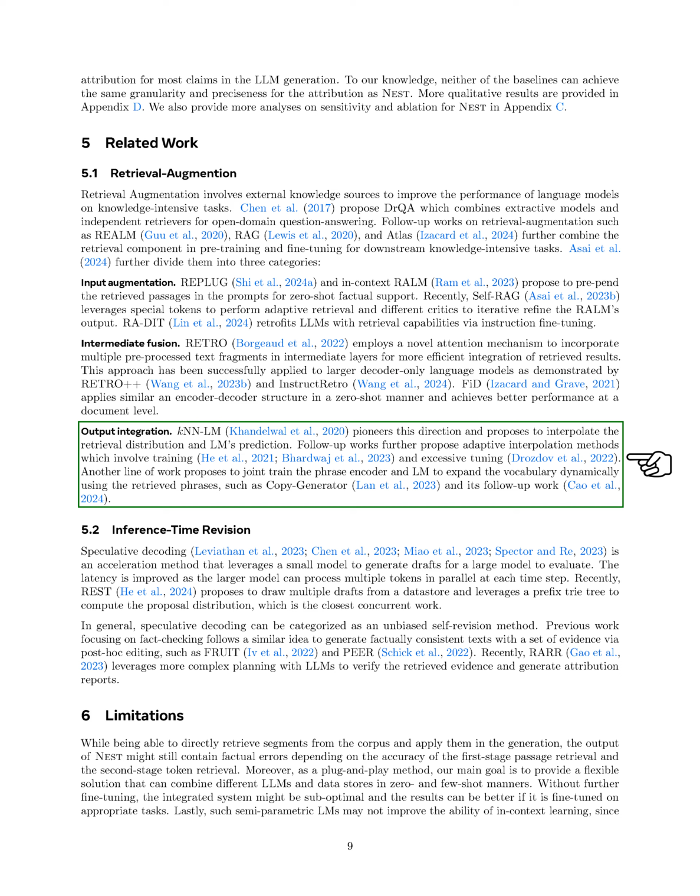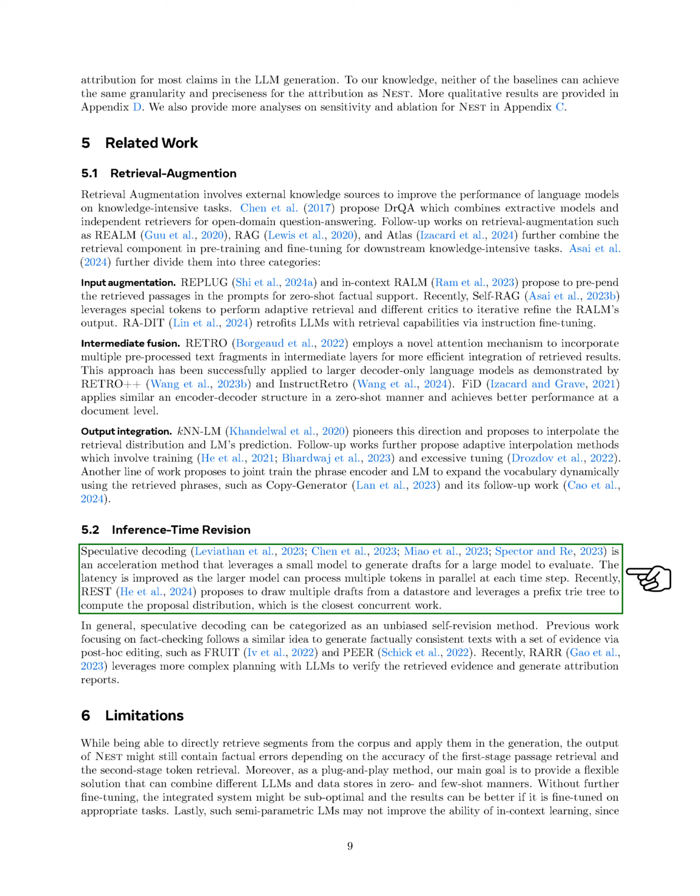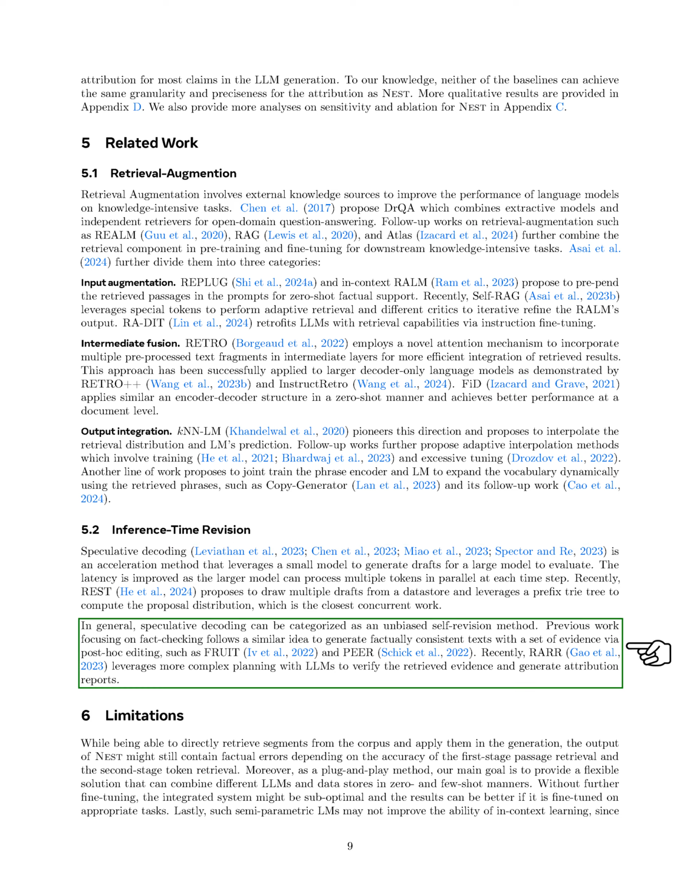In terms of inference time revision, speculative decoding is a method that uses a small model to generate drafts quickly for a larger model to evaluate, improving latency. REST suggests drawing multiple drafts from a data store and using a prefix tree to compute the proposal distribution. This method falls under unbiased self-revision. Previous work on fact-checking also follows a similar idea of generating factually consistent texts with evidence through post-hoc editing, like FRUIT and PEER. RARR introduces more complex planning with language models to verify evidence and create attribution reports.